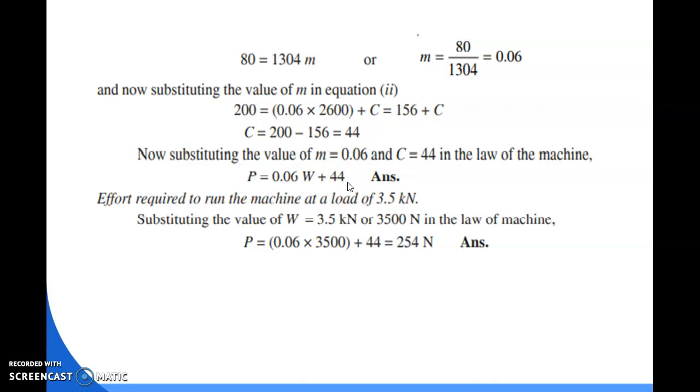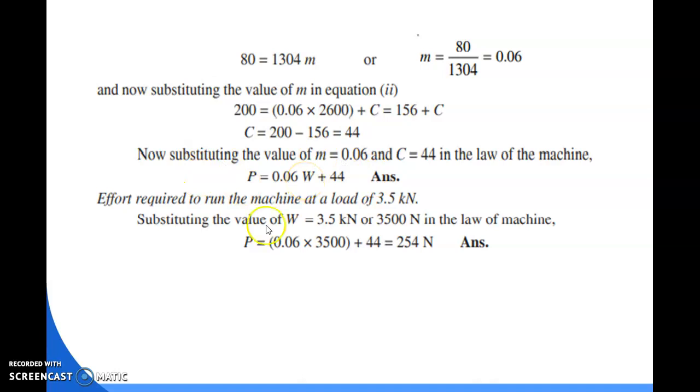Now we have to find the required effort to run the machine at a load of 3.5 kilonewton. For that we have to substitute the value of W as 3.5 kilonewton. Converting 3.5 kilonewton into Newton, we have 3500 Newton, and we put this value in the law of the machine equation.